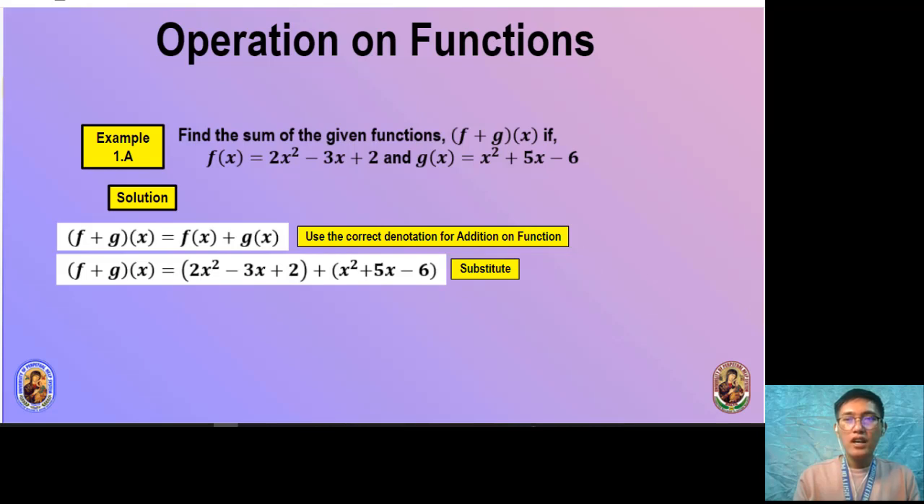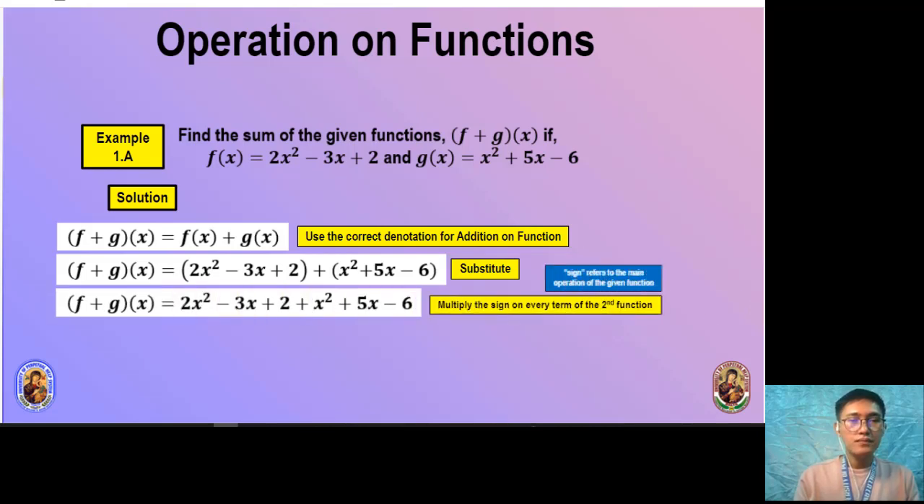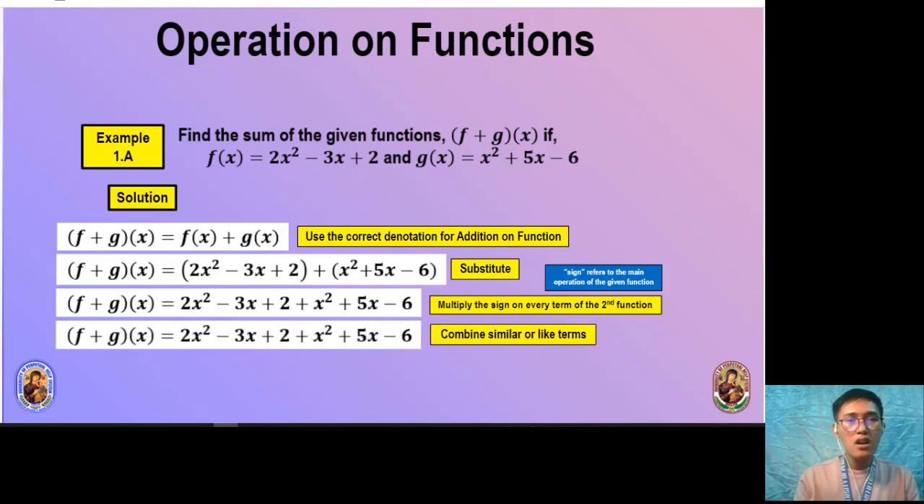Next, let us remove the parentheses, or you can just distribute the positive sign inside this function if there are terms to be reversed in terms of their signs. So positive times x squared is positive x squared, as well as positive 5x and negative 6. Later in subtraction of functions, we can do the same. We can do the process like substitution, distributing the sign in the subtrahend, and proceed to addition.